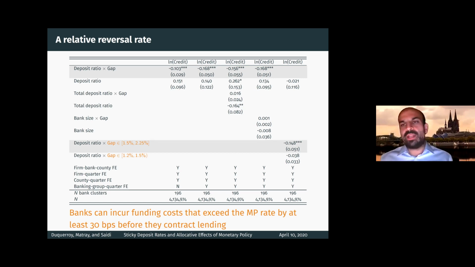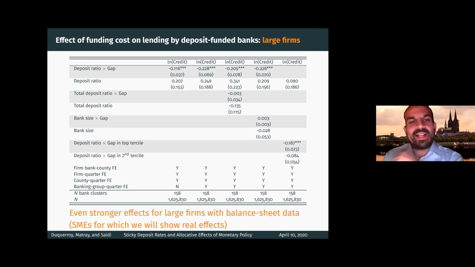Against this background, you can interpret this estimate as saying that banks can incur funding costs that exceed the monetary policy rate by at least 30 basis points before they start contracting their lending. Okay? So that's our estimate of the so-called relative reversal rate. It's a lower bound for the relative reversal rate, so to speak. Okay. All these results are even stronger for the firms with balance sheet data. I'm only saying this because we will be able to estimate real effects only for this subset of firms.